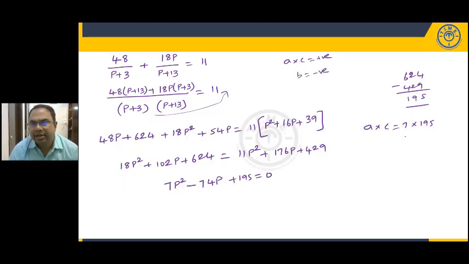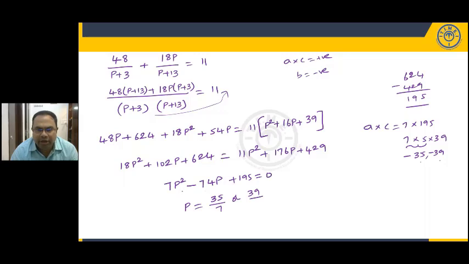So what we do is 7 into 195, 195 can be written as 5 into 39, 5 3s are 15, 5 9s are 45. So I can write the factors as 35 and 39. If I add, I should get 74, and if I multiply, I should get 195. But I should get minus 74, so minus 35, minus 39. So when I write the roots, the sign will change: 35 by 7 or 39 by 7, you have to divide with the coefficient of P square, 7. It cannot be a decimal number, so this is gone. So what is my P value? 5.